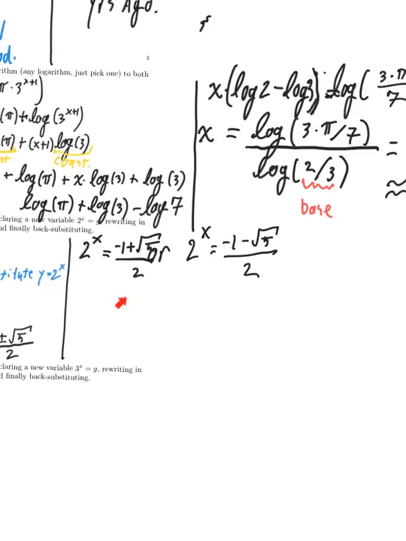So this quantity, negative 1 plus the square root of 5 over 2, let's decide if it's positive or negative. So the square root of 5 is 2 and some change, so I see negative 1 plus a little bit bigger than 2. Okay, so that's a little bit bigger than 1. Divide by 2. Yeah, that's positive. So that means I can rewrite this in log form as x equal to the log base 2 of negative 1 plus root 5 all over 2. That doesn't simplify in any helpful way.